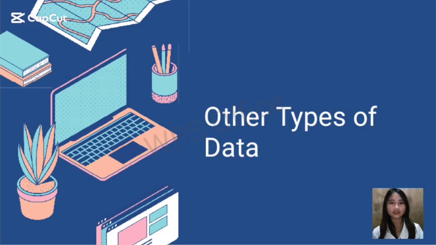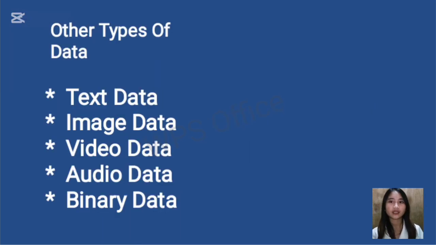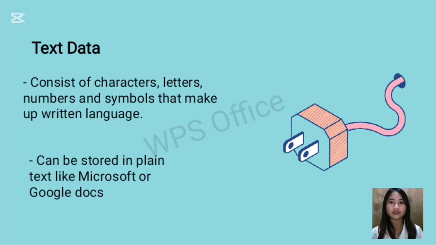Good evening, everyone. Our topic for today is other types of data, which is text data, image data, video data, audio data, and binary data. The first one is text data. It consists of characters, letters, numbers, and symbols that make up written language. It can also be stored in plain text files or formatted documents like Microsoft Word or Google Docs.